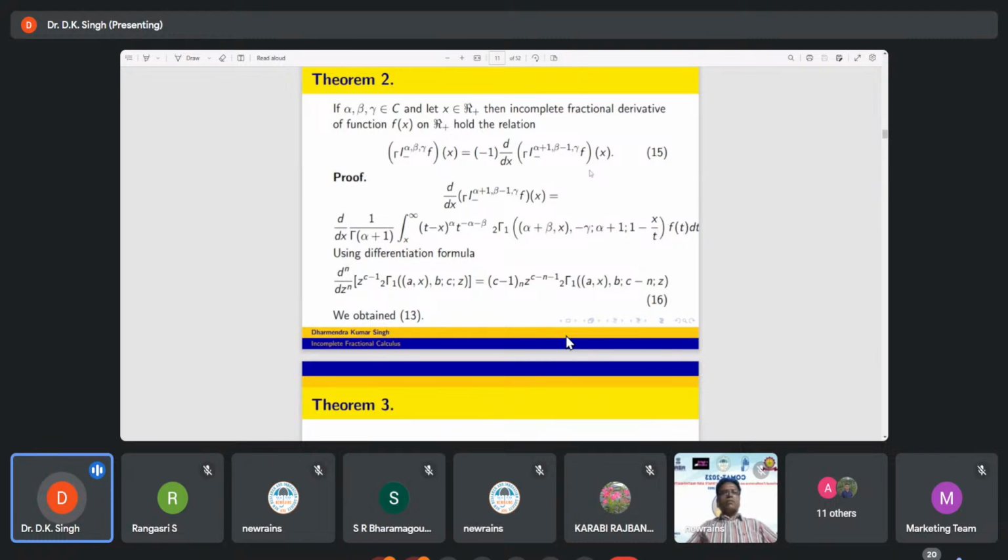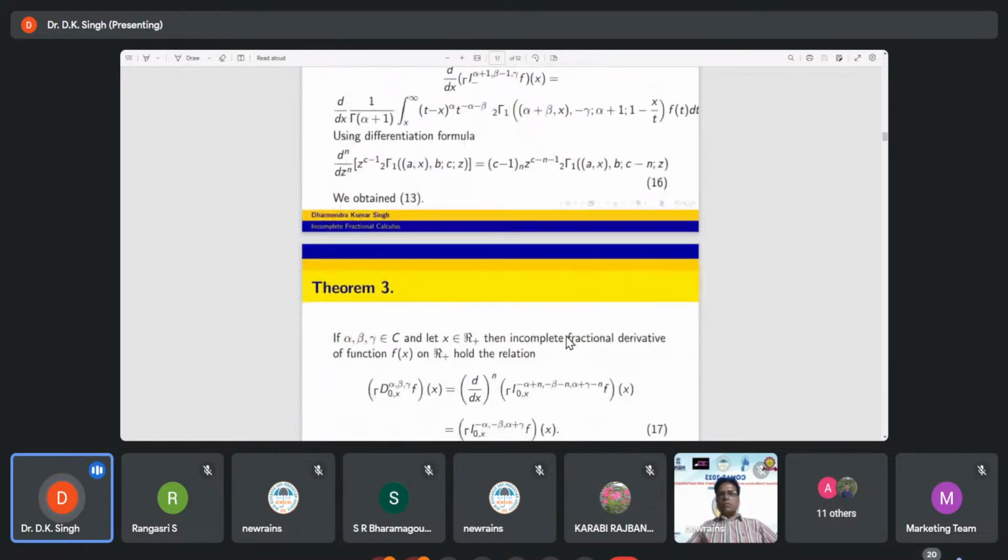Somebody may wonder how this is happening. We just remember that integration is the inverse process of differentiation. So we are using this process to calculate formulas 15 and 15.